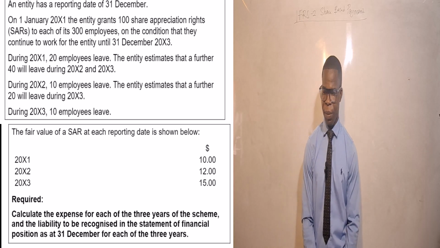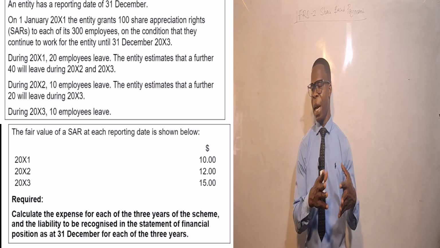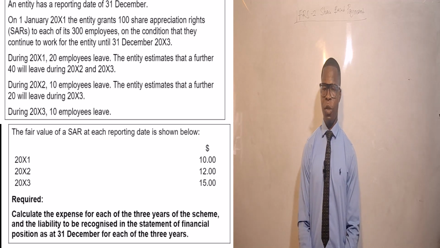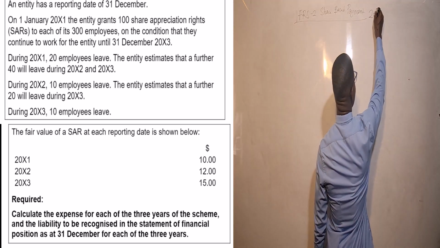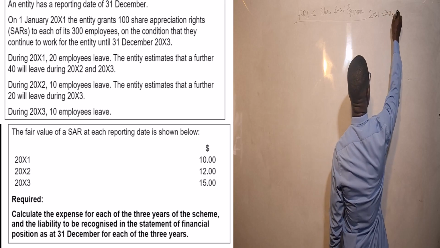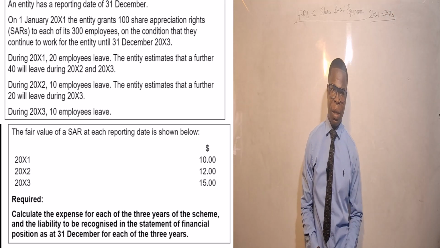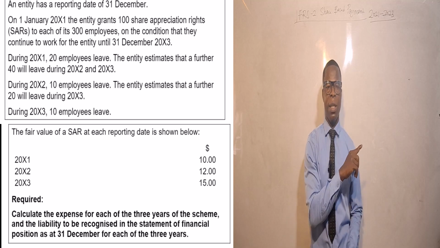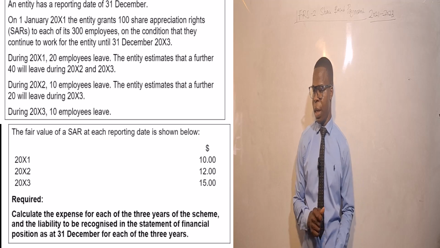Now let's look at the condition that they continue to work for the entity until 31st December 2023. So here the contract period is 1st January 2021 to 2023. Like I indicated, everything about vesting, as we have indicated under the equity settled, also holds in this particular transaction. So let's see what goes on.